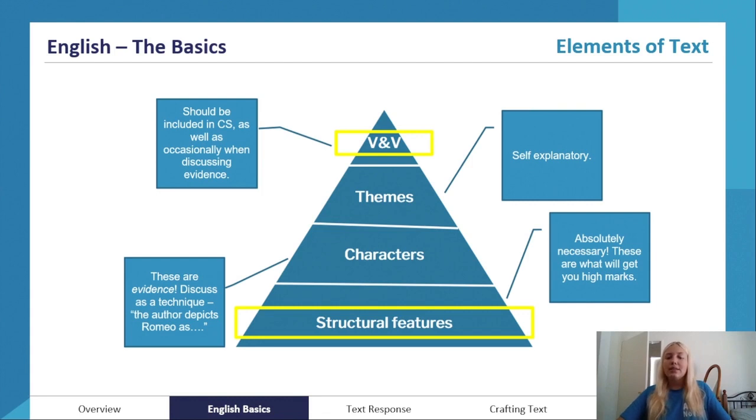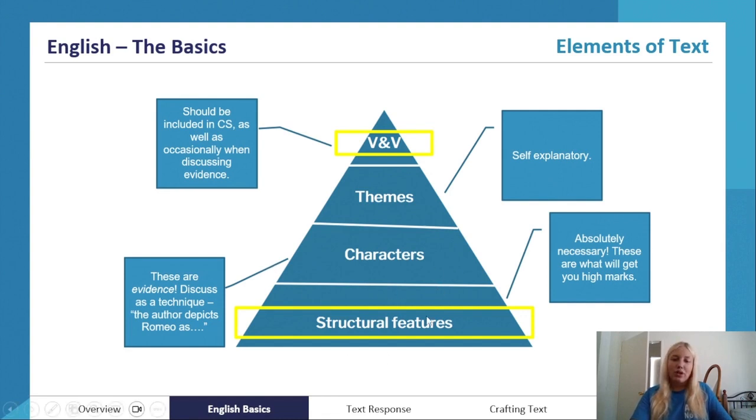Now, this slide is quite important for text response, but basically the elements of a text that you need to be able to find and analyze include all your structural features and evidence, your characters, your themes, and your views and values. And guess what? These elements need to be part of your essays. So you need to have opinions and notes and quotes on all of these things. Views and values might not be quotes so much, but it just might be your interpretations of the author's intent.